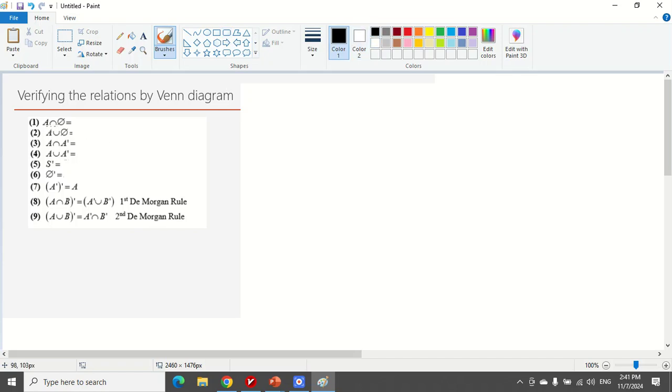The first one is A intersected by phi, meaning that if we have one set and we want to know what the intersection between A and the empty set phi is. The empty phi has no element, and the intersection means the common elements between A and phi. So let me just write it over here.